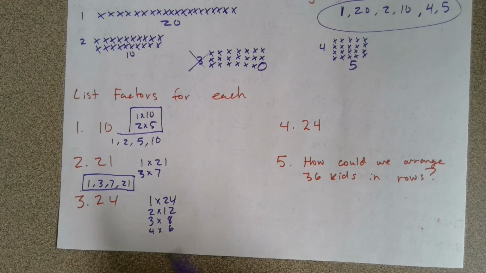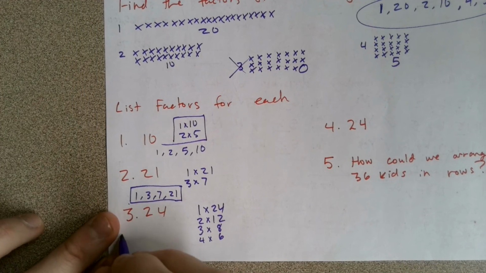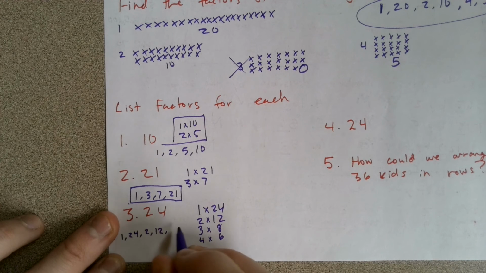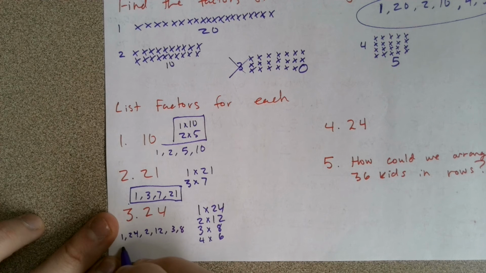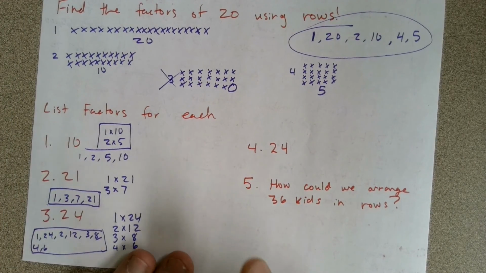7, no. 8, we already got it. 9, 10, we're done. We already hit 8 twice. We already hit 6 twice. So we know we're done. We got a bunch for this one. 1 and 24, 2 and 12, 3 and 8, and 4 and 6 are all factors. What the? Why do I have 24 on here twice?